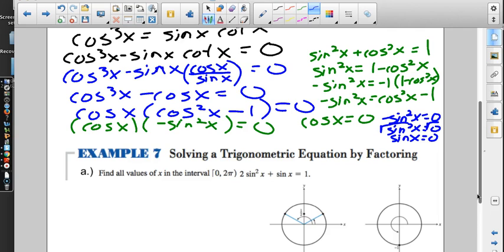Wait a minute. Go back up to the beginning of this problem. Can sine of x equal 0 for this problem? So this one's undefined. So that means all of our answers are going to come from the green. All of our answers are going to come from the green.